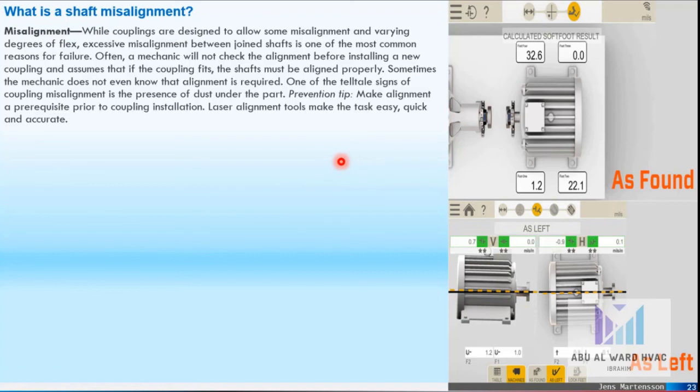One of the telltale signs of coupling misalignment is the presence of dust under the part. Prevention tip: make alignment a prerequisite prior to coupling installation. Laser alignment tools make the task easy, quick and accurate. This is actually from the software of the laser alignment tool. We are doing this in the computer software between the pump shaft and the motor shaft.